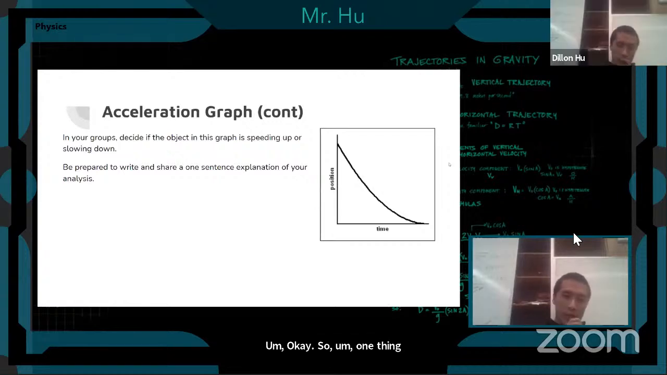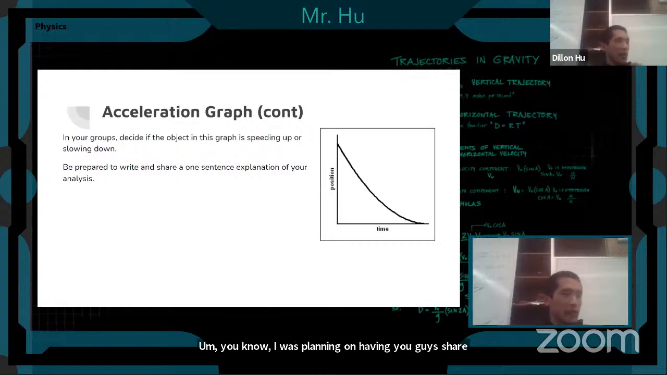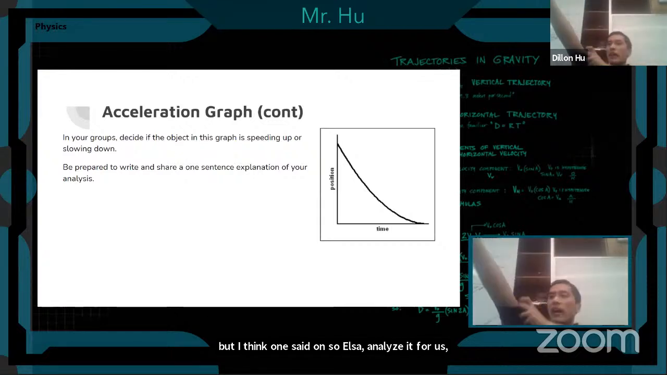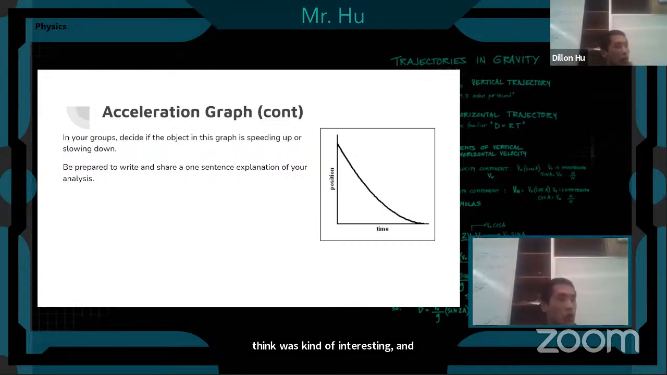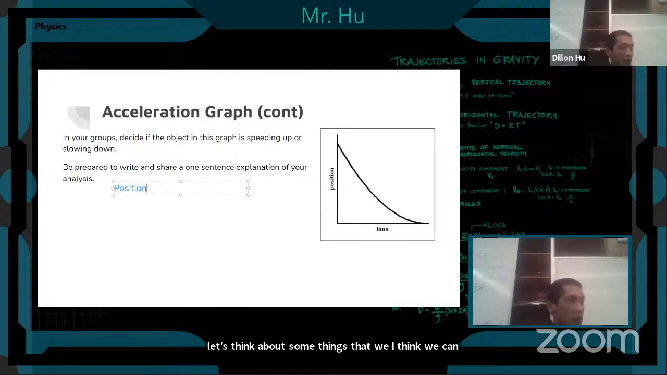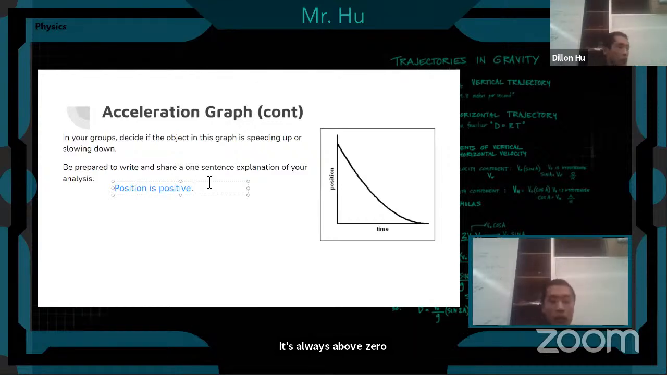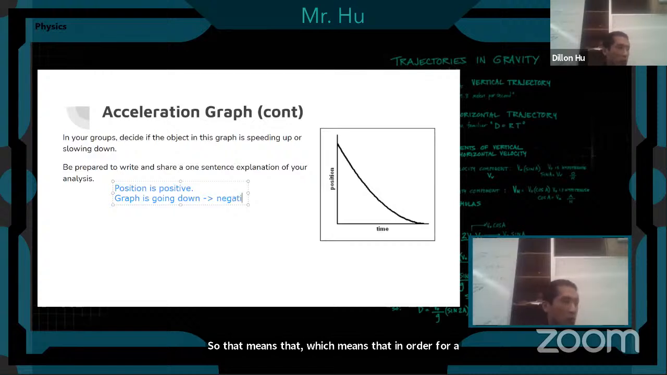So let's take a look at this graph here. I was planning on having you guys share, but I think I'll analyze it for us, because there's one particular portion of this that I think was kind of interesting. So first off, let's think about some things that I think we can all agree on. Our position is always positive here, right? It's always above 0. And another thing we can agree on is that the graph is going down, which means that in order for a graph to go down, we would need a negative slope.